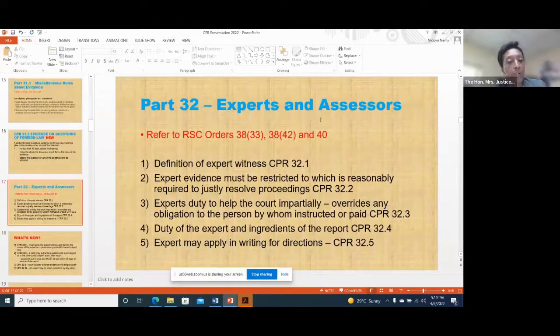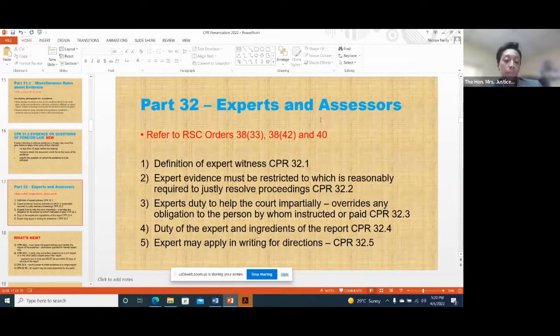Expert evidence, and I'm referring to 32.2, must be restricted to that which is reasonably required to resolve the proceedings justly, and the overriding duty to the court, which I just read about, is to help the court impartially. So if we look at 32.4, the expert's duty to the court is to be carried out. Again, I just referred to that. If you look at CPR 32.5, an expert has the right to apply to the court for directions, and an expert who applies for directions need not give notice of the application to any party. The court may direct that notice of an application be given to any party, and that a copy of the application and any directions given be sent to any party.